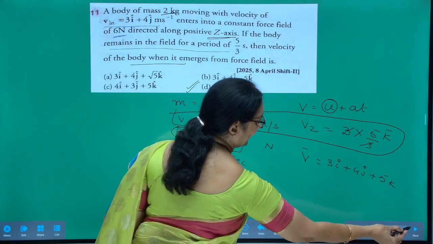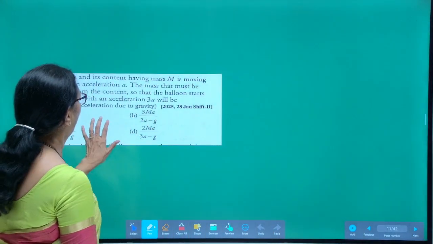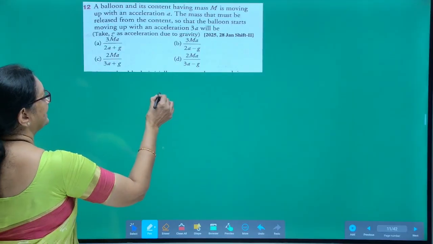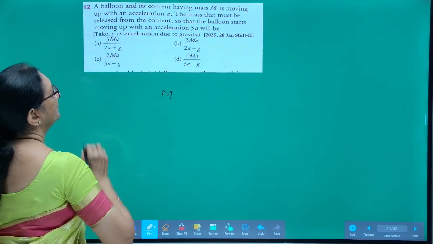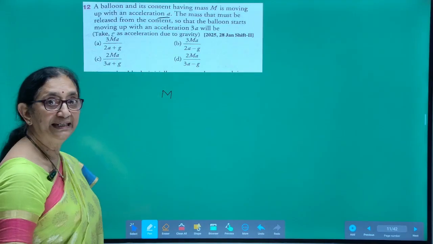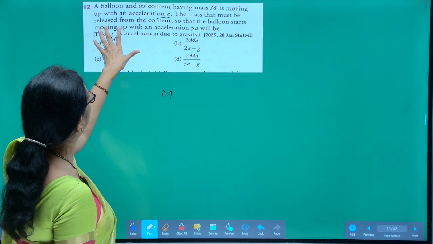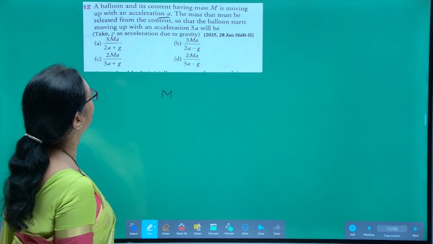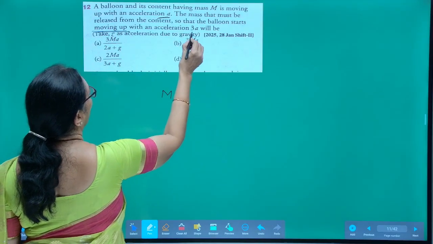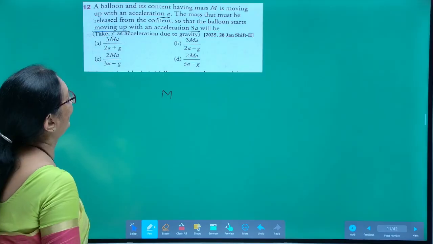Okay. Now, look here, a balloon and its contents have mass m. It is moving up with an acceleration a. The mass that must be released from the contents so that the balloon starts moving up with an acceleration 3a.